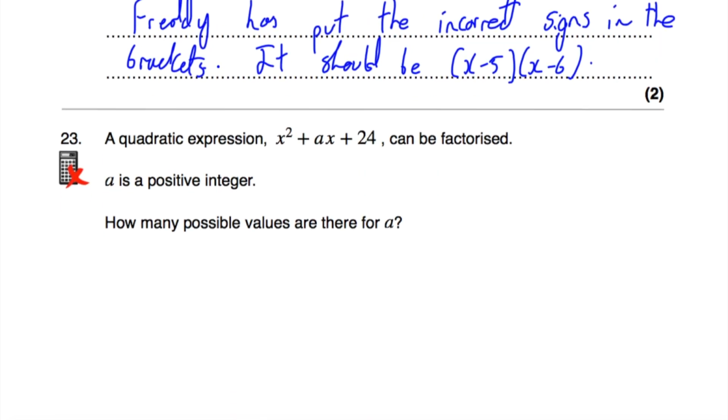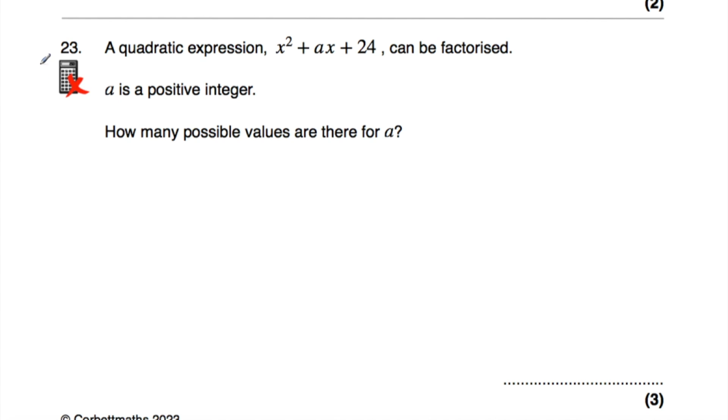Okay, let's have a look at question number 23. It says a quadratic expression x squared plus ax plus 24 can be factorised, and a is a positive integer, so this is a positive value in front of the x. So it could be, for instance, 7x or 10x or even 1x. And then we're asked how many possible values there are for a.